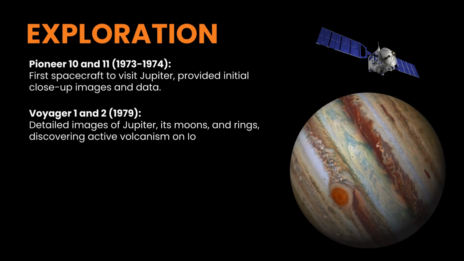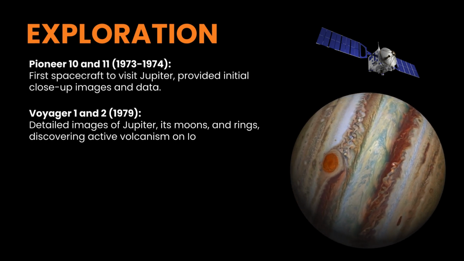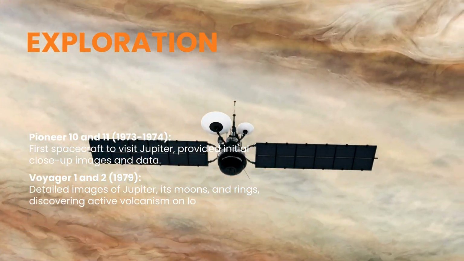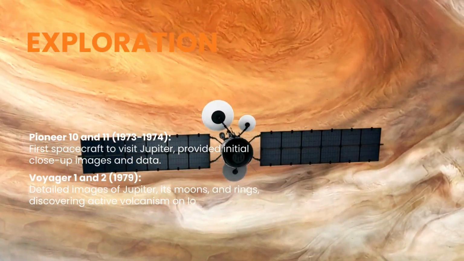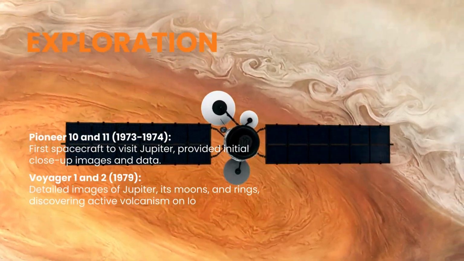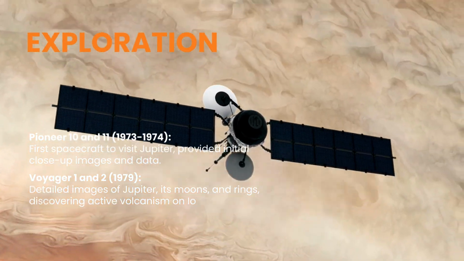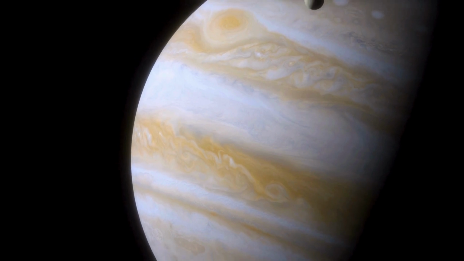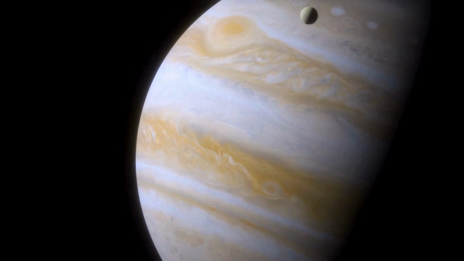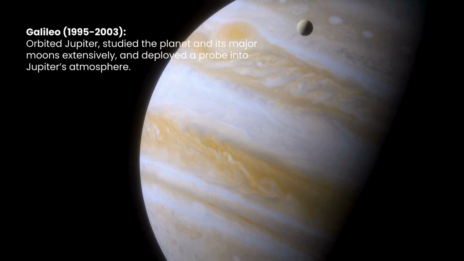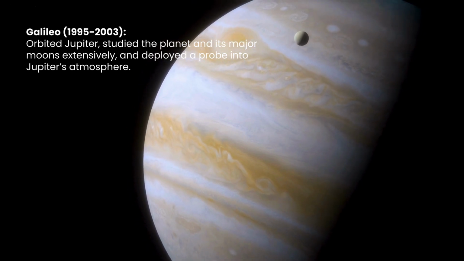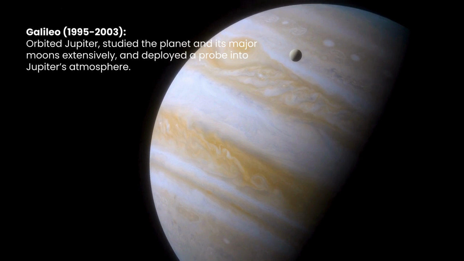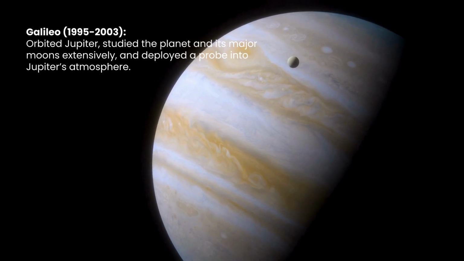Exploration. Pioneer 10 and 11, 1973 to 1974, first spacecraft to visit Jupiter, provided initial close-up images and data. Voyager 1 and 2, 1979, detailed images of Jupiter, its moons, and rings, discovering active volcanism on Io. Galileo, 1995 to 2003, orbited Jupiter, studied the planet and its major moons extensively, and deployed a probe into Jupiter's atmosphere.